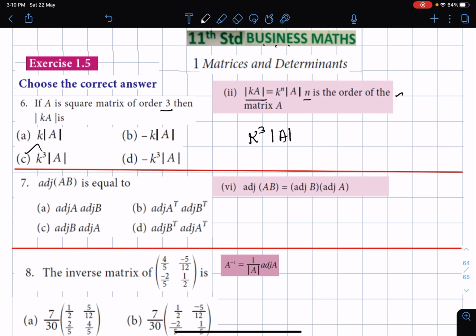Now coming to the seventh one. This also is a property: adjoint AB equals adjoint B into adjoint A, and that lies in C. For this also your answer is going to be C, adjoint B into adjoint A.